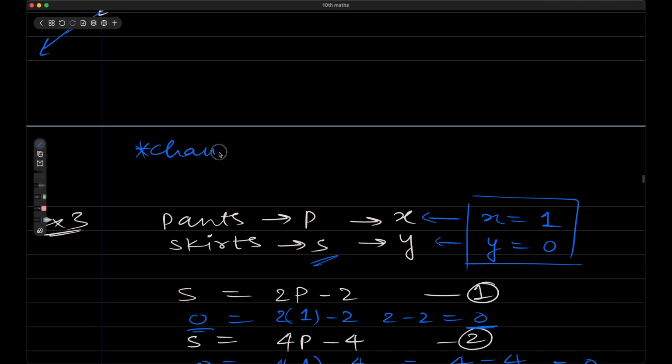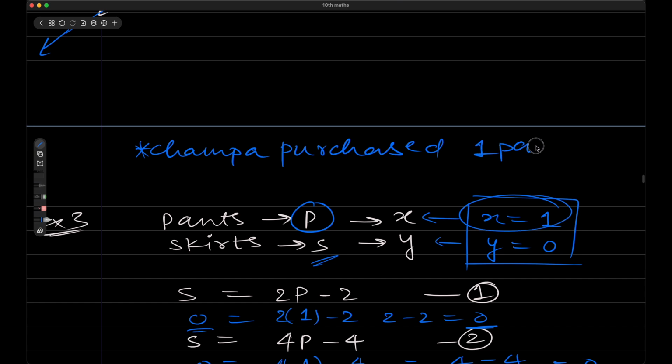The solution is: Champa purchased 1 pant, that is x equals 1, and no skirts, that is s equals 0.